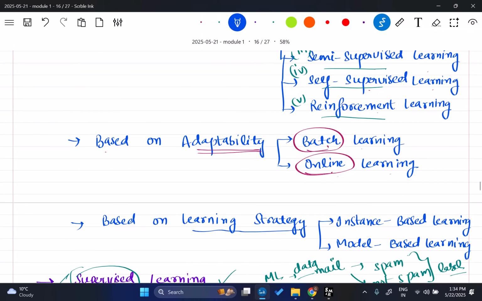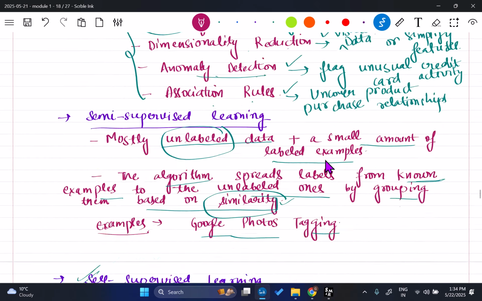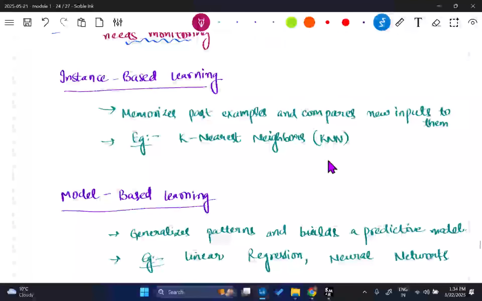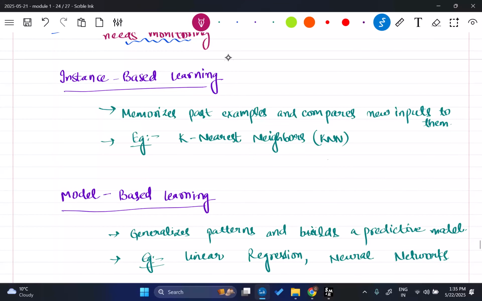Based on the learning strategy, we classify the ML models into instance based learning and model based learning. Let's cover these two. So let's talk about instance based learning. I have written all the key points here just to save our time. Instance based learning means it memorizes the past examples and compares the new inputs to them. The example given here is k nearest neighbors.